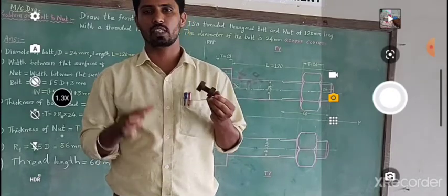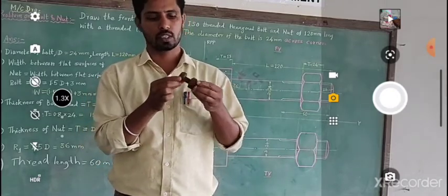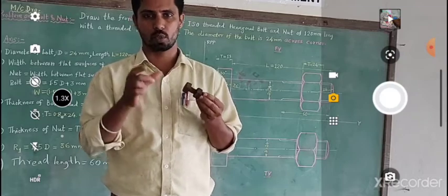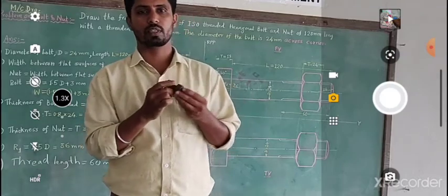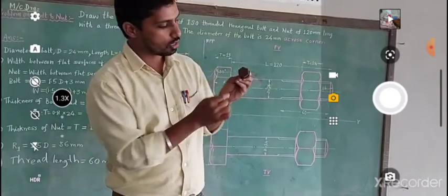In the last class we studied the basics of machine drawings. So in today's class we will discuss the bolt and nut. First of all, we are discussing the hexagonal headed bolt. This is the hexagonal headed bolt.